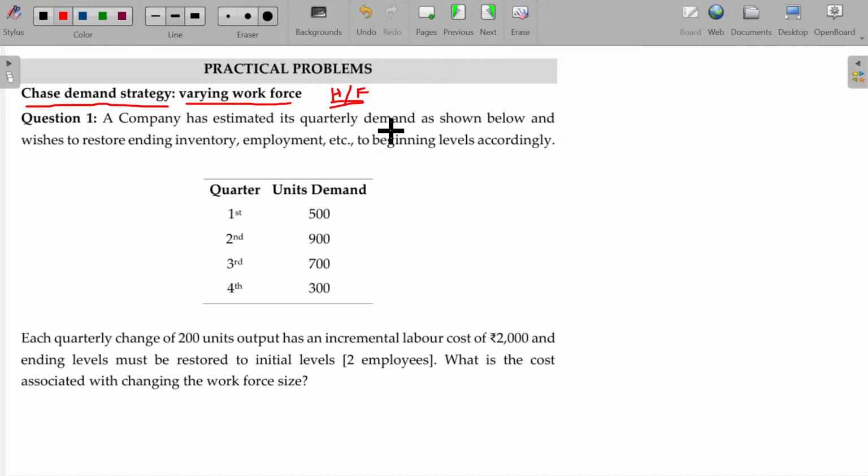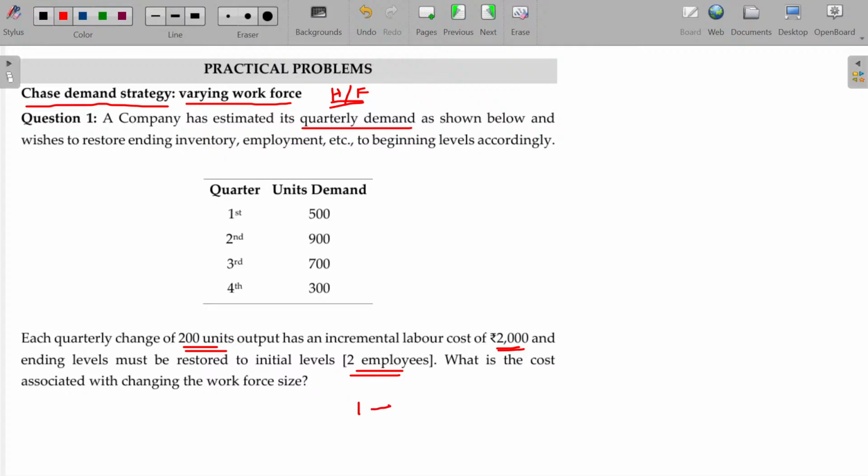A company has estimated its quarterly demand as shown below and wishes to restore ending inventory and employment to the beginning level. So whatever number of employees they have at the very beginning, they have to maintain the same number of employees in the end also. Each quarterly change of 200 units of output has an incremental labor cost of rupees 2000, and the ending level must be restored to the initial level of 2 employees. Initially we have 2 employees. At the 4th quarter end also we need to have 2 employees only.